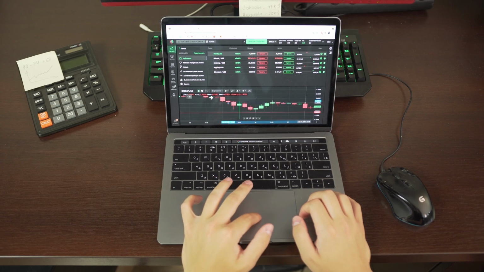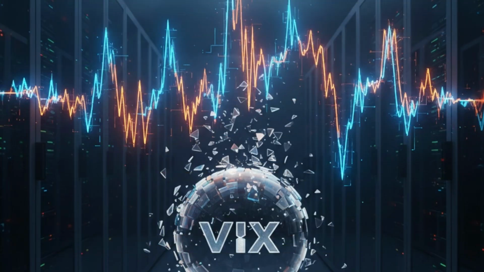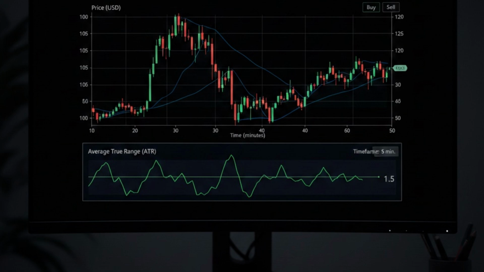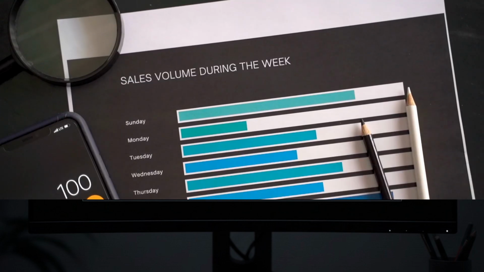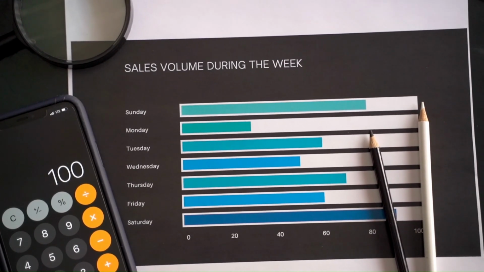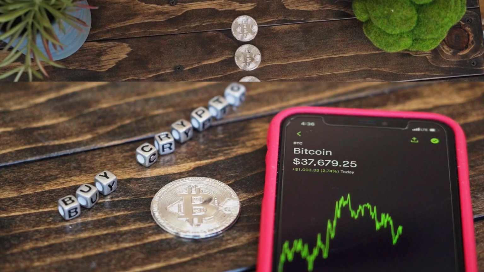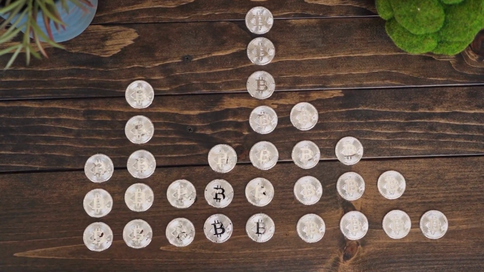To better understand and manage volatility, traders often rely on indicators such as the VIX, which measures market expectations of future volatility, and the average true range, or ATR, which quantifies recent price fluctuations. By analyzing these indicators, traders can gauge market sentiment, adjust their strategies, and make more informed decisions about entry and exit points. Ultimately, understanding volatility is crucial for navigating the dynamic nature of financial markets.